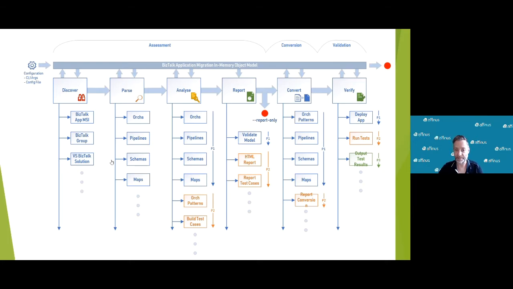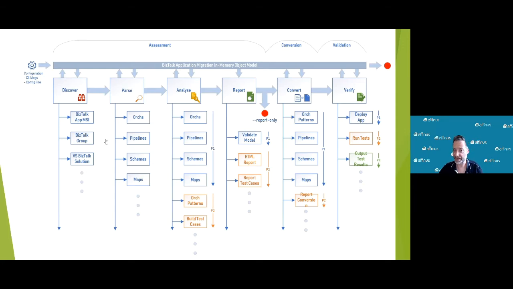Parsing, I think, probably makes sense here. We're going through and understanding everything that's inside your BizTalk application. So orchestrations, pipelines, schemas, maps. I'm really happy to see orchestrations there. That's one of the most challenging things when you think about migration of BizTalk solutions today, is how do you handle orchestrations? I'm not quite clear.